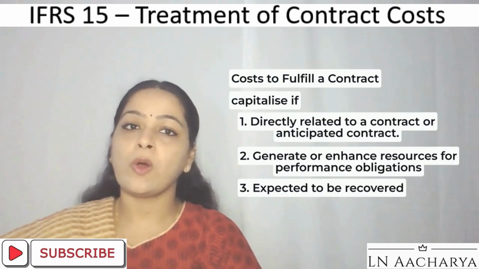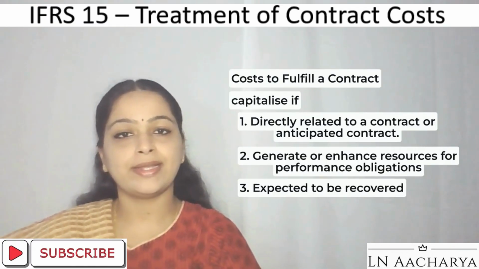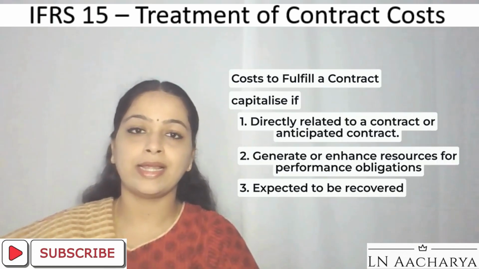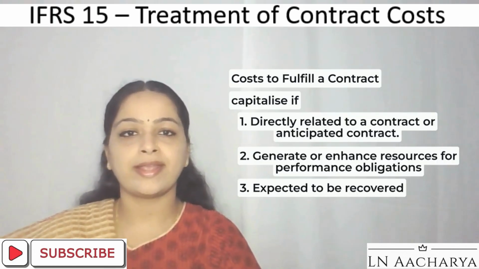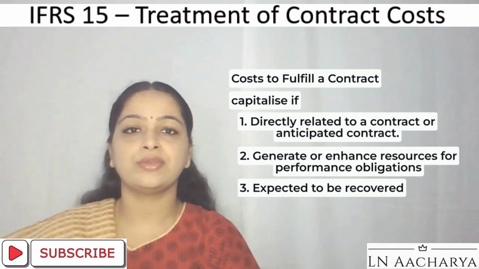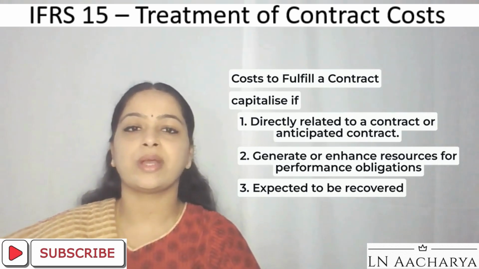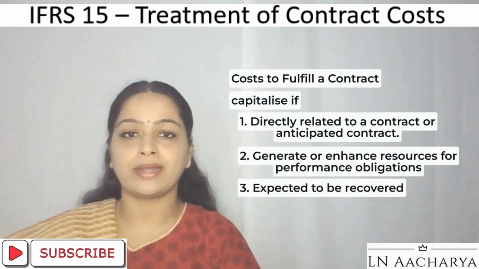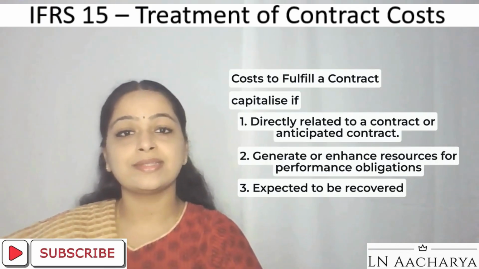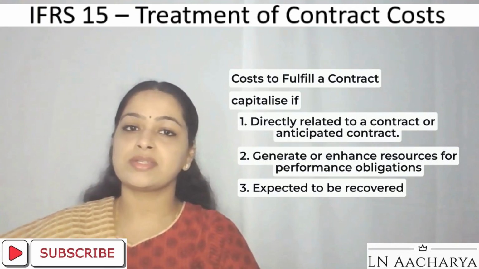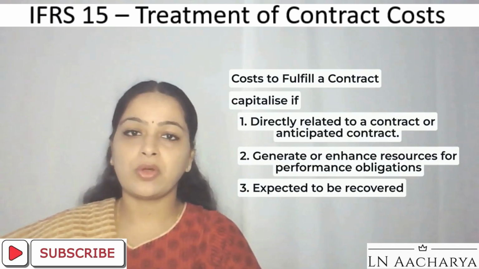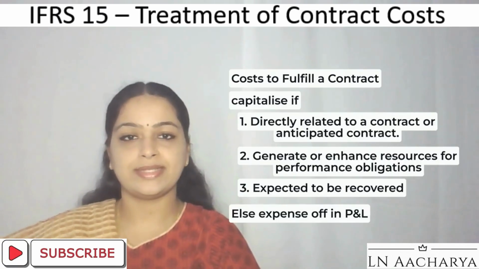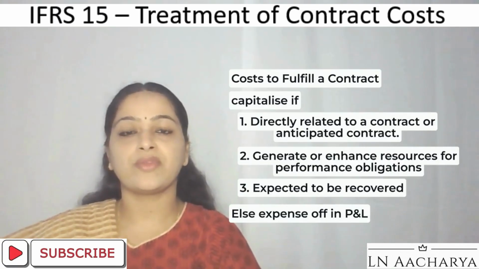If the costs meet all three key criteria, they are capitalized as an asset and systematically allocated over the contract period. However, if they fall under IAS 2, which applies to cost related to inventory, or IAS 16, which applies to cost incurred for acquiring or improving property, plant, and equipment, then those standards take precedence, meaning the costs are accounted for according to their specific requirements. If the costs don't qualify for capitalization, then they must be expensed off immediately.